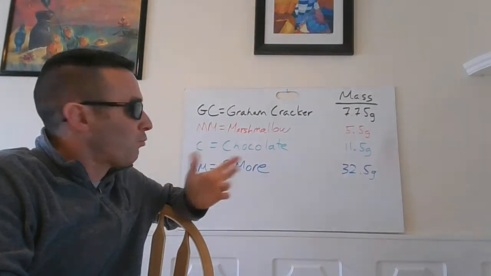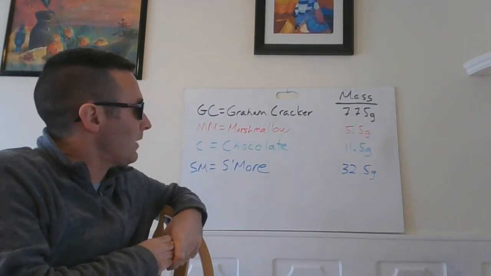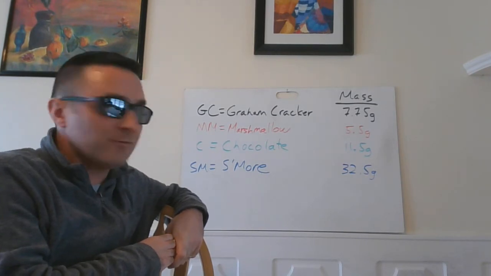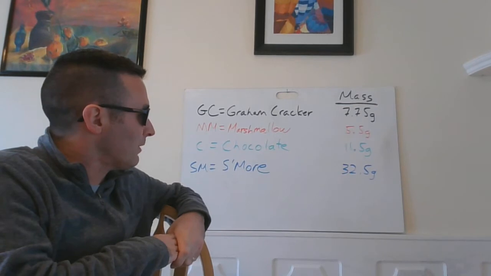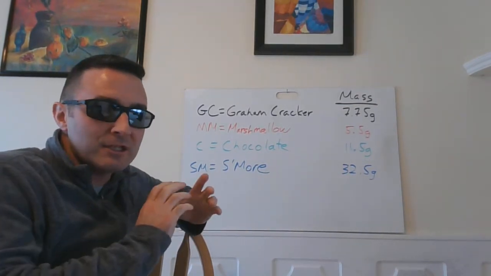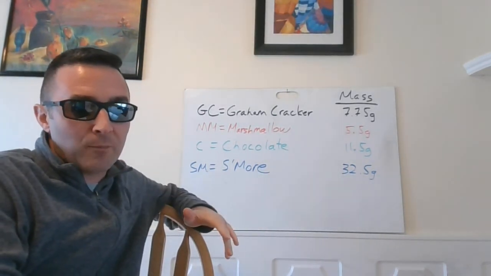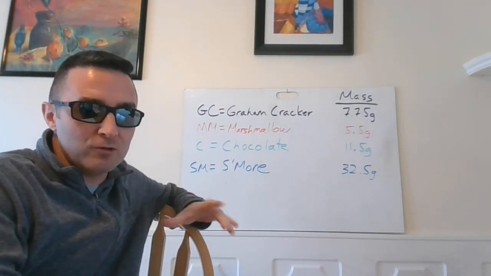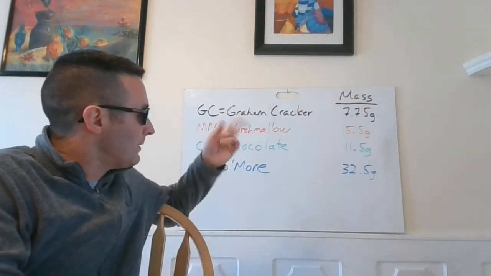So we're going to pretend 1 mole of graham crackers weighs 7.75 grams. A mole of marshmallows is 5.5 grams. A mole of 1 piece of chocolate is 11.5 grams, and a mole of s'mores is 32.5 grams. It's totally not true, but it still works and gets the point across for when we transition to using this model for chemical reactions. So I'm going to get rid of this.